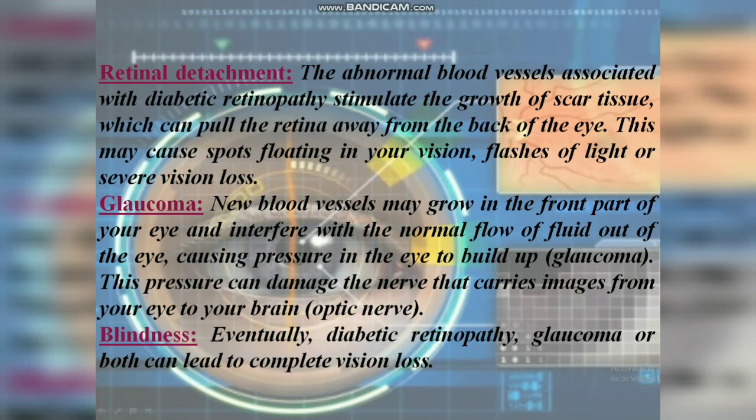Second complication, retinal detachment. The abnormal blood vessels associated with diabetic retinopathy stimulate the growth of scar tissue, which can pull the retina away from the back of the eye. Next complications, glaucoma and blindness.